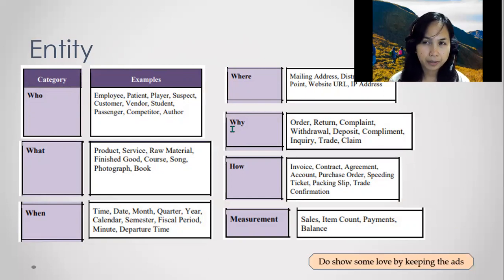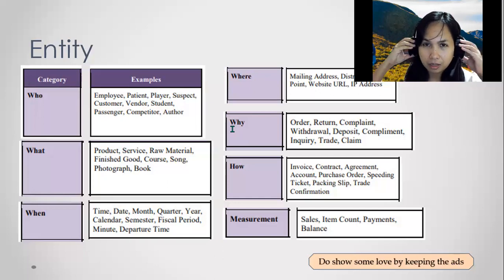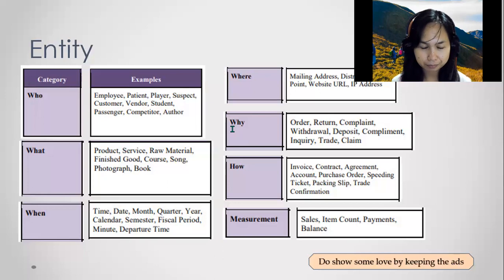And next, we have the why. The why refers to the event or transaction of interest to the enterprise. These events keep the business afloat. That is, why is the business in business? So for example, we can have the order, return, complaint, withdrawal, deposit, complement. We can also have inquiry, trade, and claim.